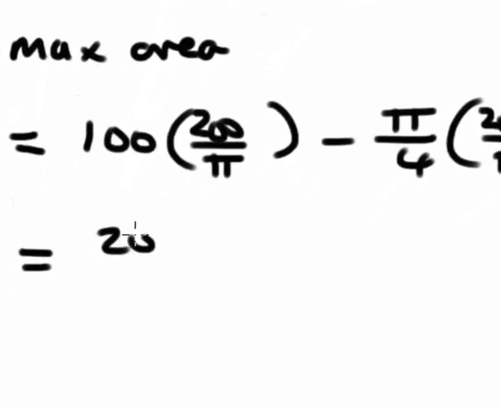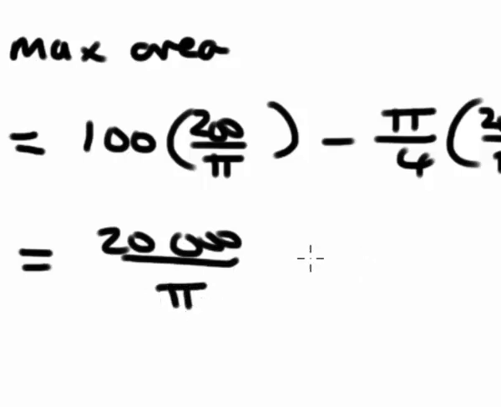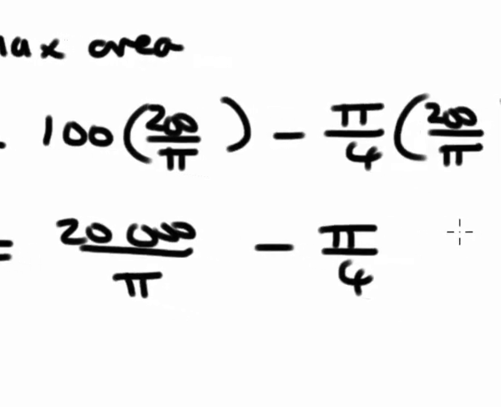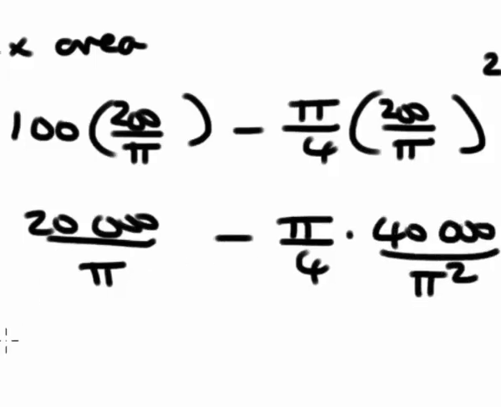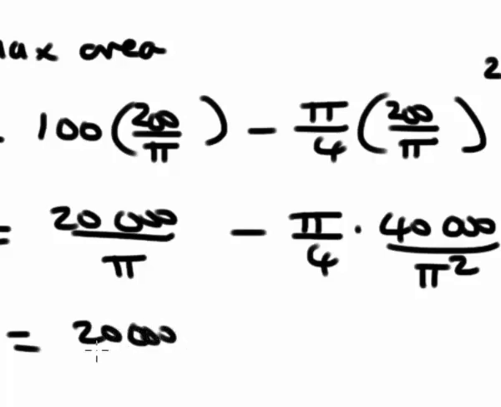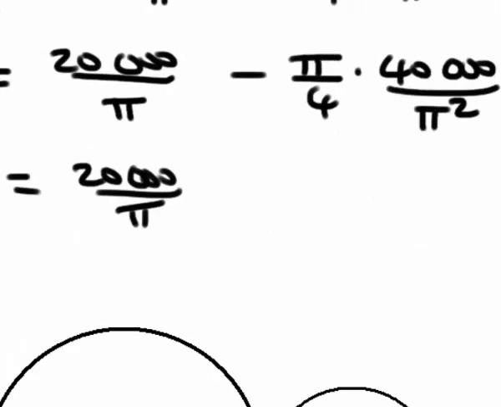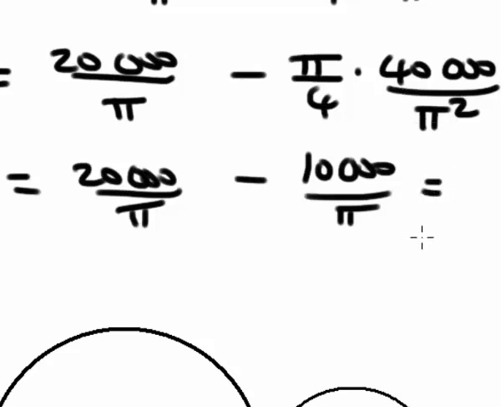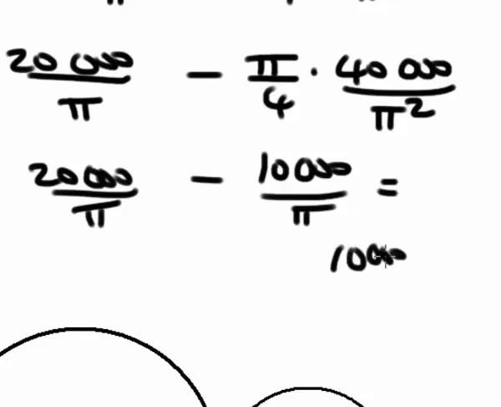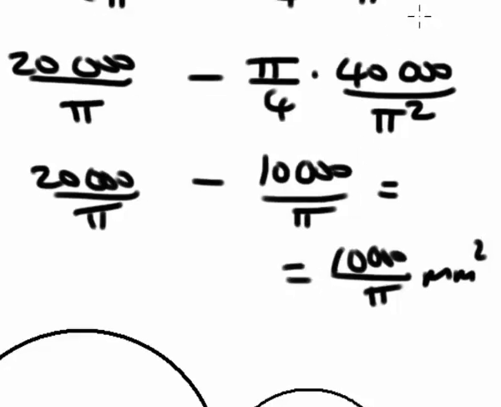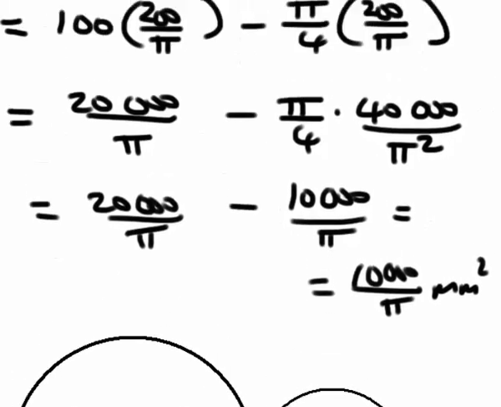So this gives you 20,000 over pi minus pi over 4 times 40,000 over pi squared. Okay, so it's 20,000 over pi, and we can then see this gives you here 10,000 over pi. Alright, and if you work that out, you're going to get 20,000 minus 10,000 is, of course, 10,000 over pi square millimeters. And there we go. That is your maximum area there.